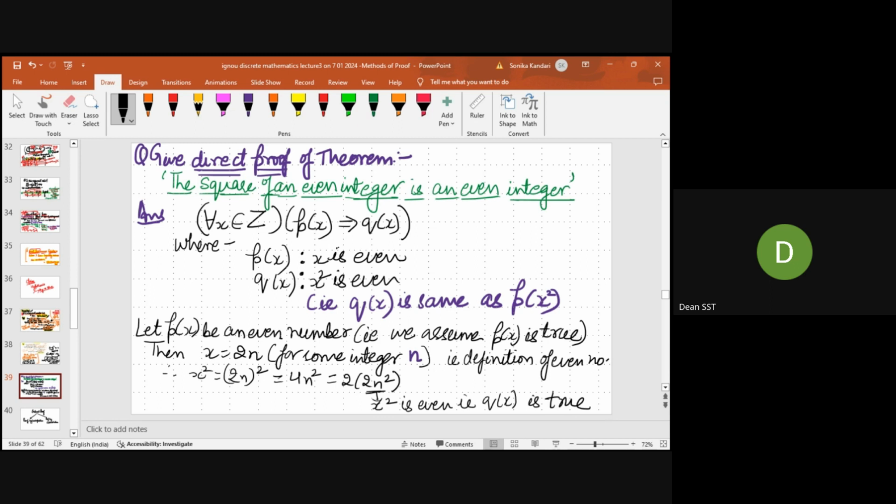Let us take one more example. Which method are we using? Direct proof. We have to prove the square of an even integer is an even integer.